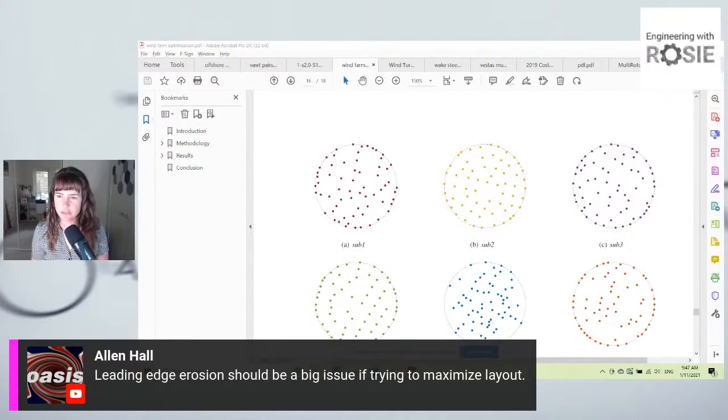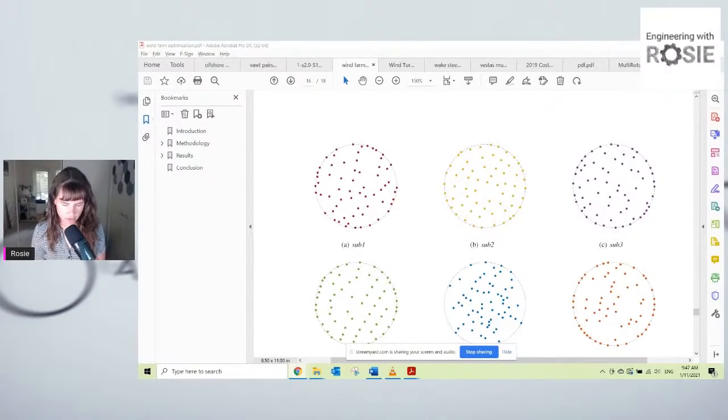Okay, so let's move on. So basically, we want to put turbines as far apart as we can. If the wind's coming this way, we want to put them as far apart as we can in that direction so that no wind turbine is ever close to another one downstream.